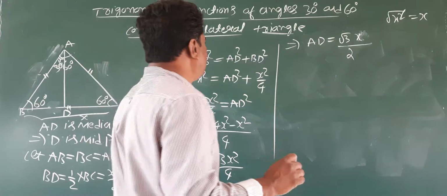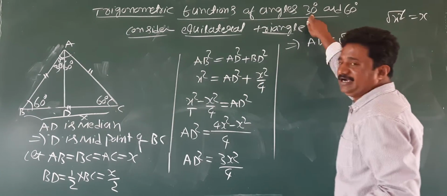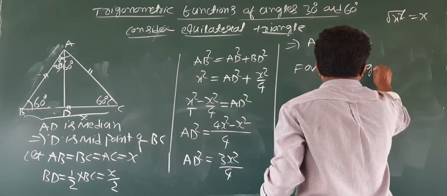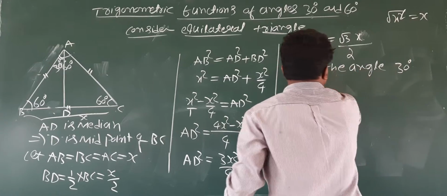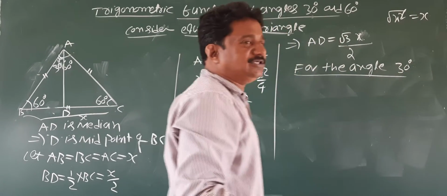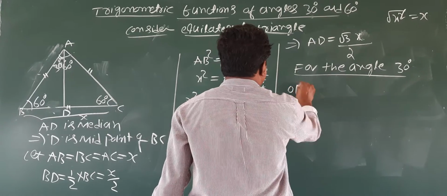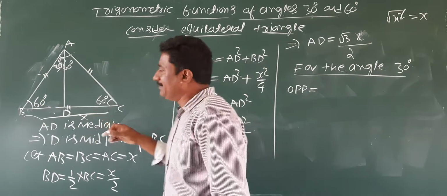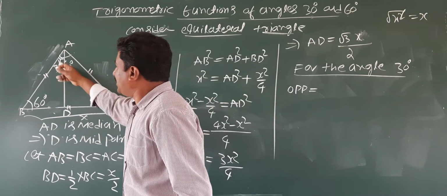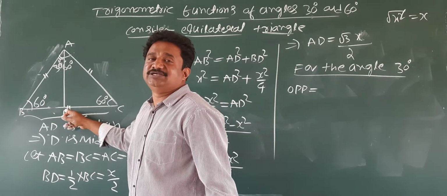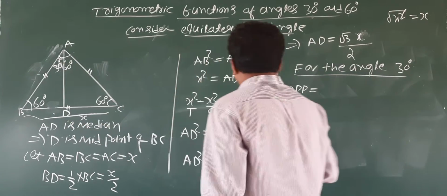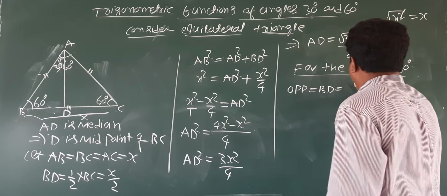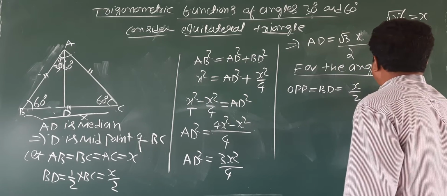Now you come to this one. First I consider angle 30 degree. For the angle 30 degree, tell me opposite side. Which side is opposite to 30 degree, AD or BD? The side opposite to the angle 30 degree is BD. So tell me length of BD. Length of BD is x by 2. Next, adjacent.